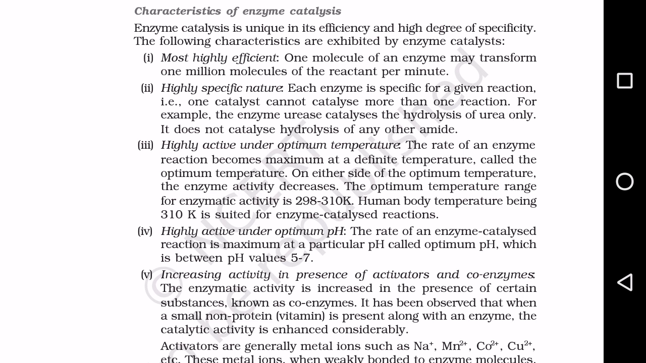Third, highly active under optimum temperature. The rate of an enzyme reaction becomes maximum at a definite temperature, which is called the optimum temperature. On either side of the optimum temperature, the enzyme activity decreases. The optimum temperature range for enzyme activity is 298 to 310 Kelvin. Human body temperature, being 310 Kelvin, is suited for enzyme catalyzed reactions. Fourth, highly active under optimum pH. The rate of an enzyme catalyzed reaction is maximum at a particular pH, which is called the optimum pH, which is between pH values 5 and 7.